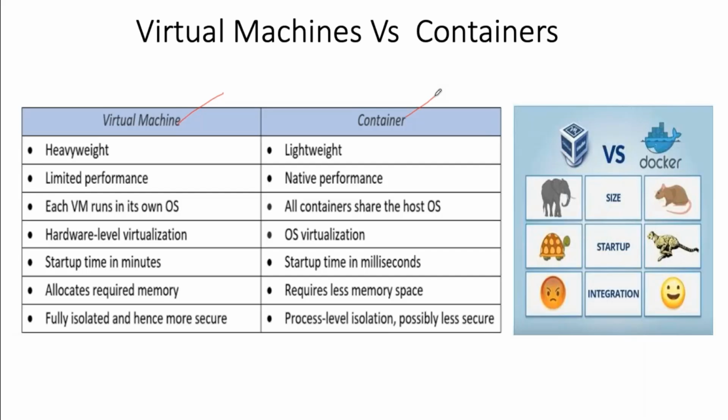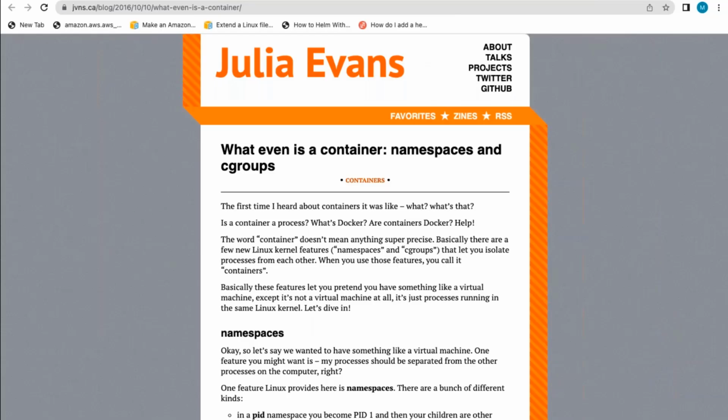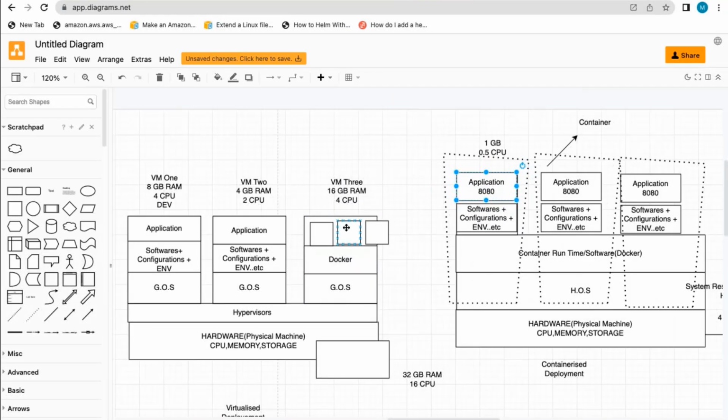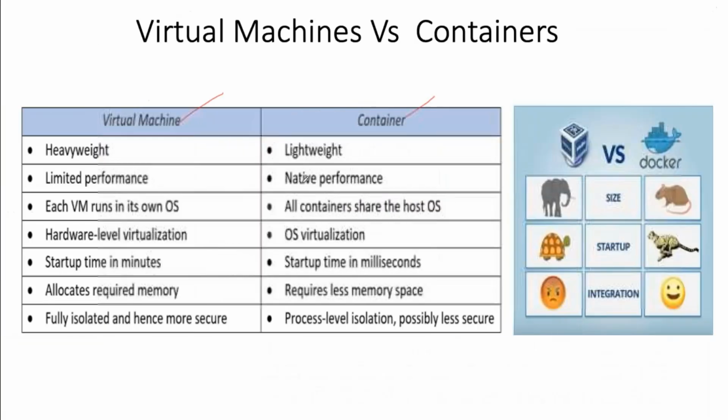Theoretically, I have already explained this in detail in the diagram. What is a VM and what is a container, how it works, I have already explained. But let me explain one more time in the table. Virtual machine is heavyweight. Container is lightweight. Each VM has its own OS. All containers will share the same OS.